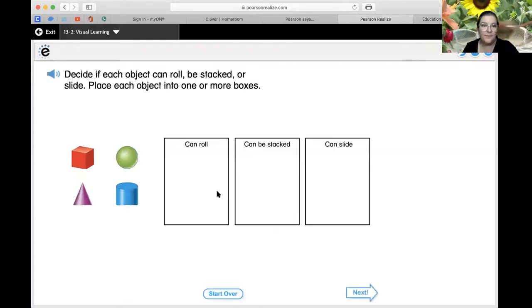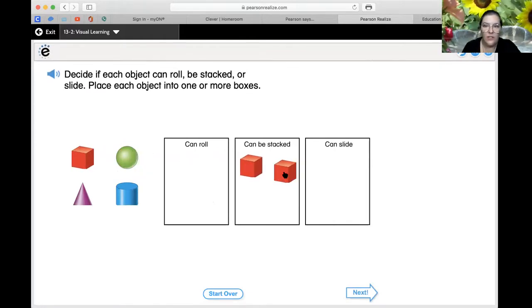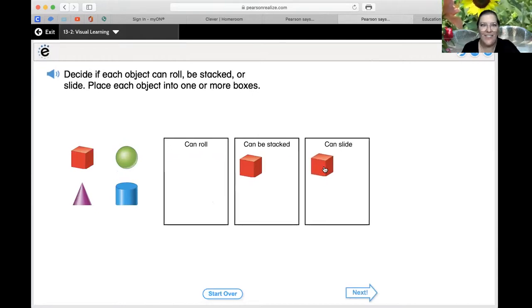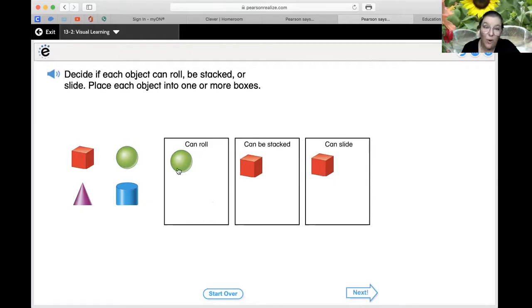So let's try it. We're going to decide if each object can roll, be stacked, or slide. So we're going to place each object into one or more of the boxes. Here we go. So, can this cube roll? No. Can it be stacked? Yes. Can this cube also slide? Yeah, because it has a flat side. This sphere, it can roll, but can it be stacked? No. Can it slide? No, because it's going to roll.